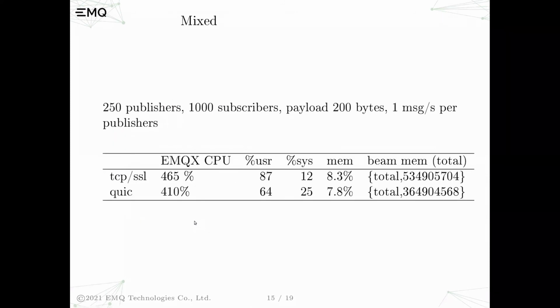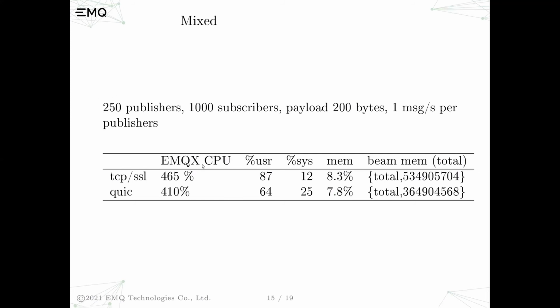So here is the first attempt, mixed traffic, 250 publishers and 1,000 subscribers. Payload size is 200 bytes as the average size of an MQTT message. Then we have 1 message per second per publisher. So this means there are a total of 250,000 messages per second handled, sorry, plus 250.